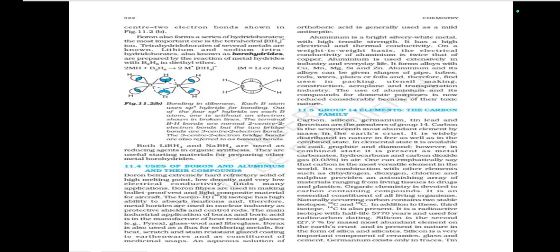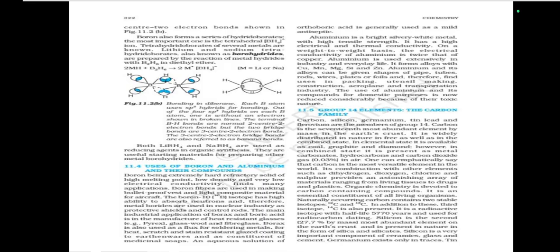Uses of boron and aluminium and their compounds. Boron, being an extremely hard refractory solid of high melting point, low density, and very low electrical conductivity, finds many applications. Boron fibers are used in making bulletproof vests and light composite material for aircraft. The boron-10 isotope has a high ability to absorb neutrons, and therefore metal borides are used in the nuclear industry as protective shields and control rods.